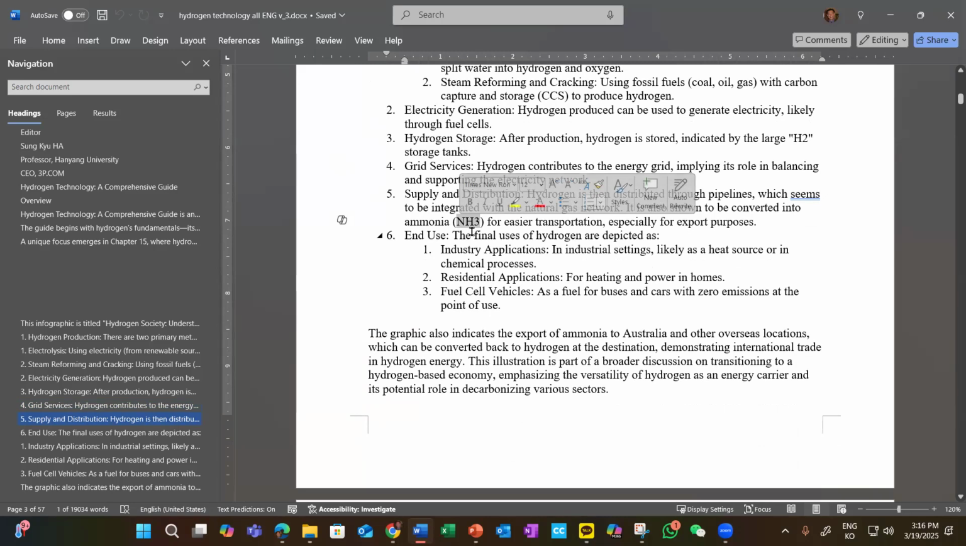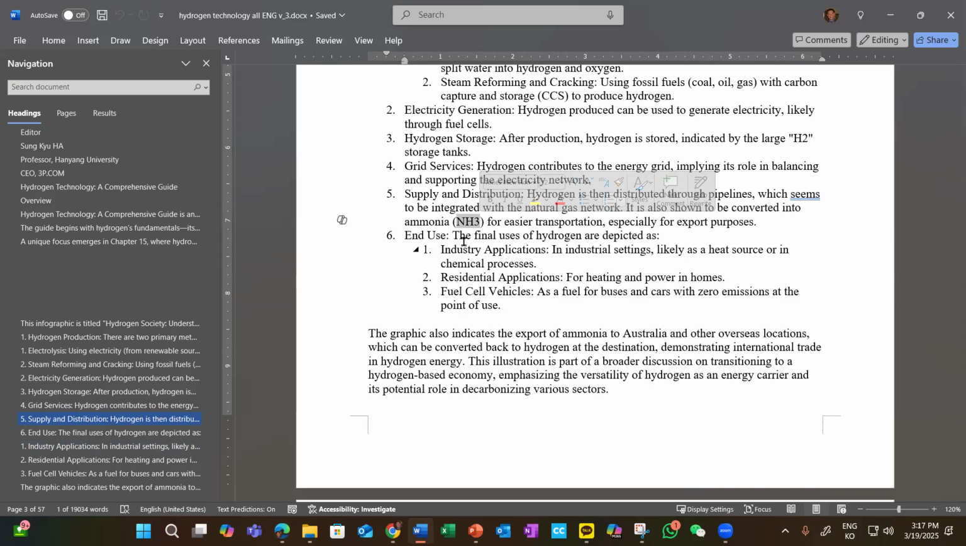Well, NH3, again, can be very easy for transportation, especially for country-to-country export purposes. As ammonia, or NH3, contains the H, we convert the H2 by combining it with N2, that nitrogen, and then we get the ammonia.